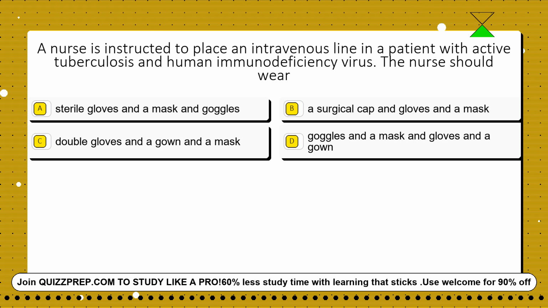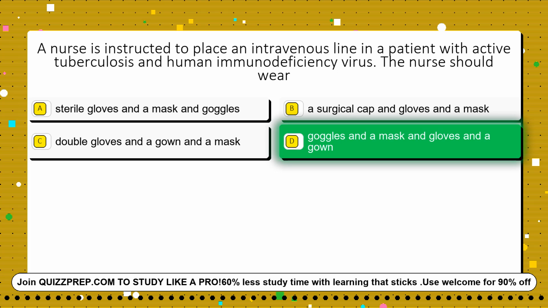Question 11. A nurse is instructed to place an intravenous line in a patient with active tuberculosis and human immunodeficiency virus. The nurse should wear: Option A, sterile gloves and a mask and goggles. Option B, a surgical cap and gloves and a mask. Option C, double gloves and a gown and a mask. Option D, goggles and a mask and gloves and a gown.